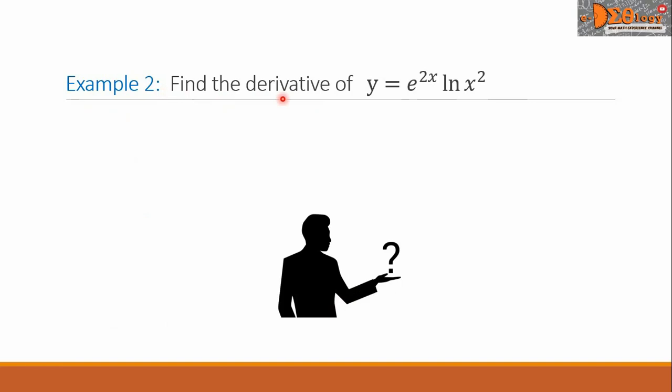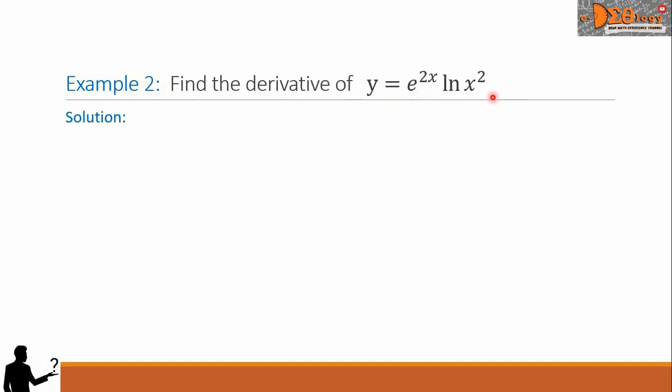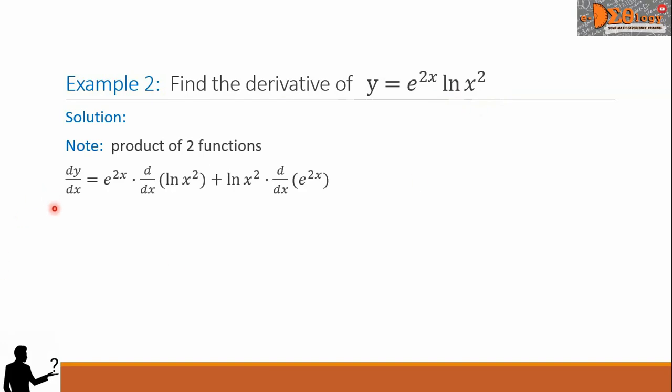Example 2. Find the derivative of y equals e raised to 2x times ln of x squared. For our solution, we take note that we have a product here of two functions. The first function is this e raised to 2x. The second function is ln of x squared. We will use the product formula here. So our dy over dx, or the derivative, is equal to e raised to 2x times the derivative of the second function, plus we copy the second function times the derivative of the first function.